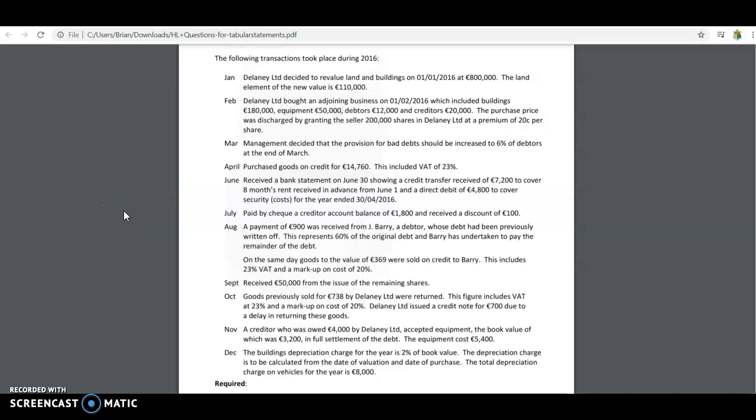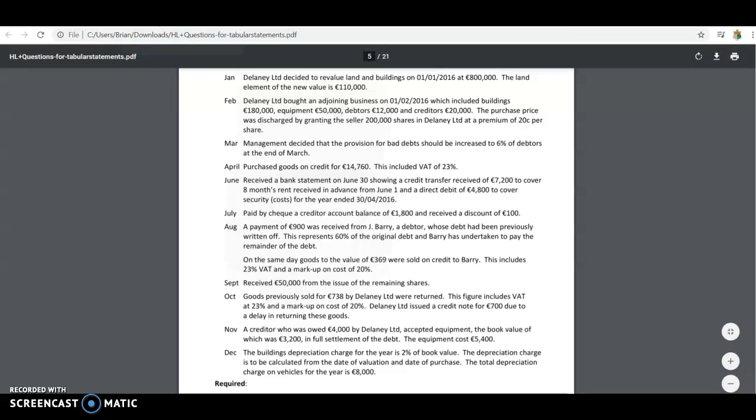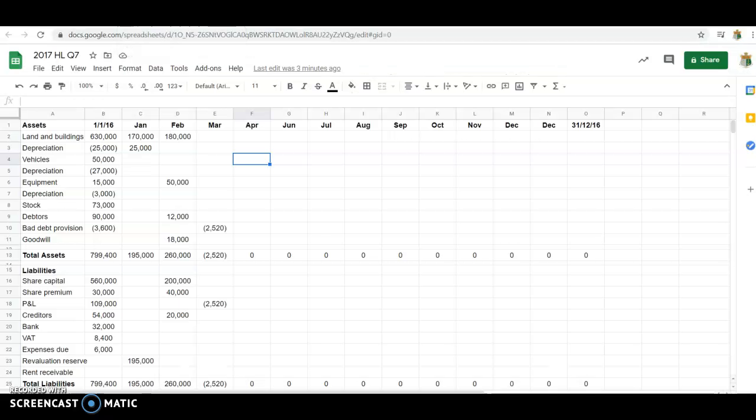All right, so on to April's transaction. Purchase goods on credit for €14,760. This included VAT of 23%. Okay, so we're going to see VAT a couple of times in this question. So VAT on purchases here. Purchase goods on credit for 14,760. So you owe the person you bought those from 14,760. So that's a creditor of 14,760. So let's add 14,760 to creditors.